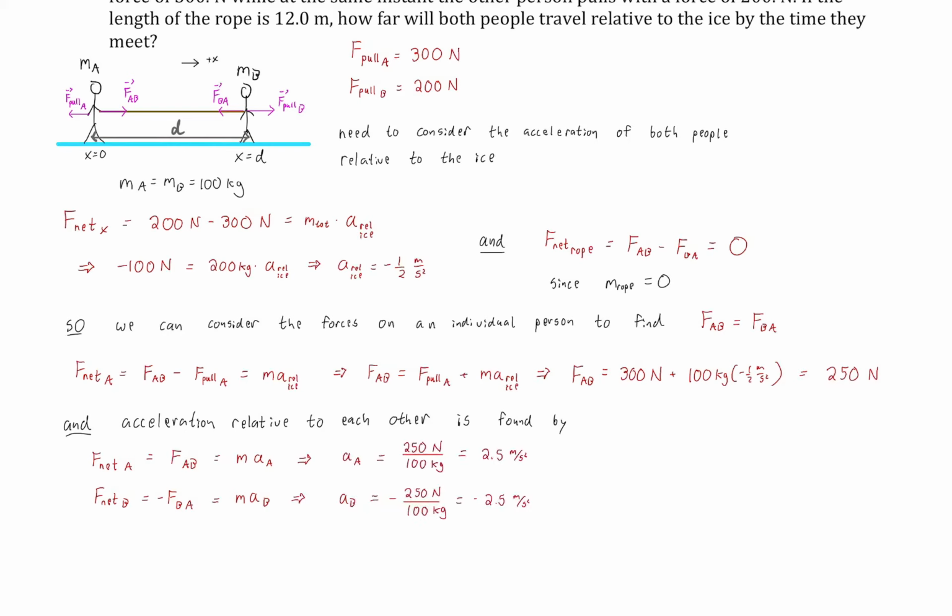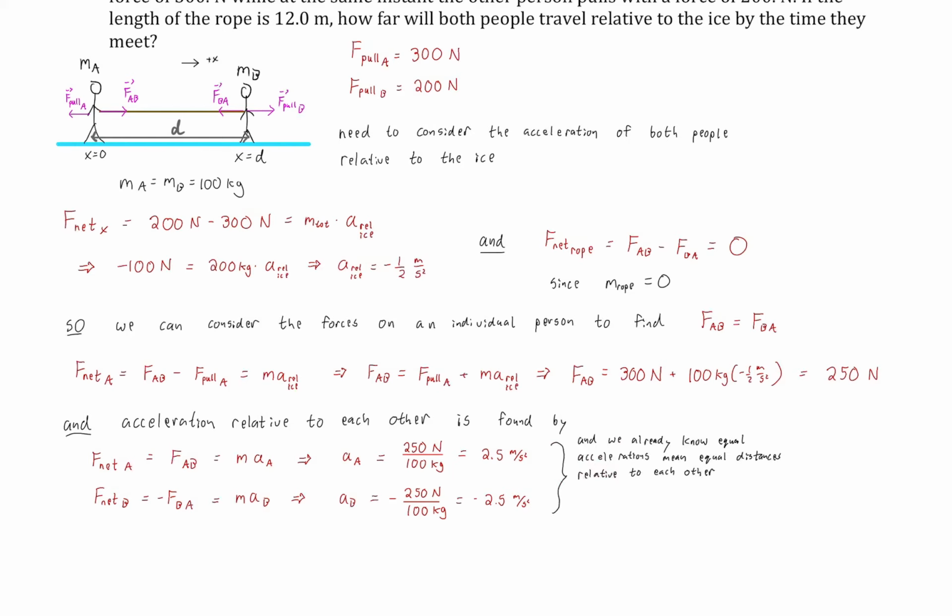Well, they both have the same mass, 100 kilograms. So that means that the acceleration of A relative to B is 2.5 meters per second squared because it's moving in the positive direction, and meanwhile the acceleration of B relative to A is negative 2.5 meters per second squared. Oh, so they both have the same acceleration. That means they're just both going to travel 6 meters, right?